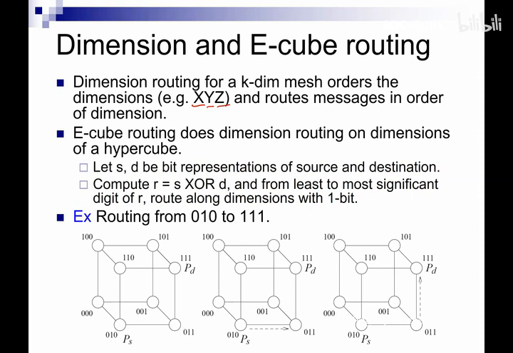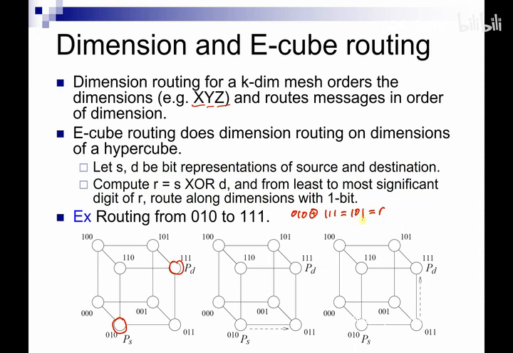Let me show you an example of this. Suppose we're doing routing in a three-dimensional hypercube. Let's say that the source is this node 0, 1, 0 over here, and we're trying to route to the destination 1, 1, 1. The first thing is we're going to compute the XOR of the source and the destination. So we're going to do 0, 1, 0 XOR 1, 1, 1, and this is going to equal 1, 0, 1. This is equal to our R over here. So now we're going to do dimension routing on this 1, 0, 1.